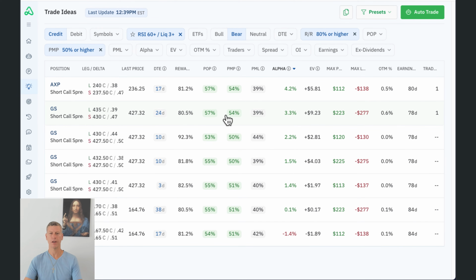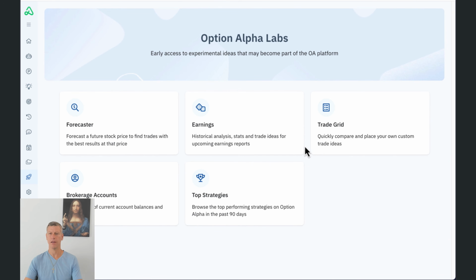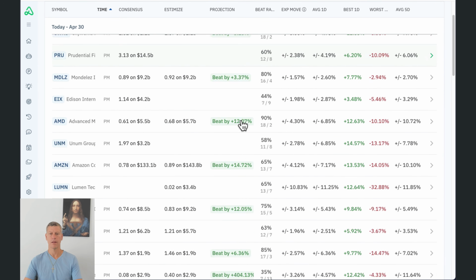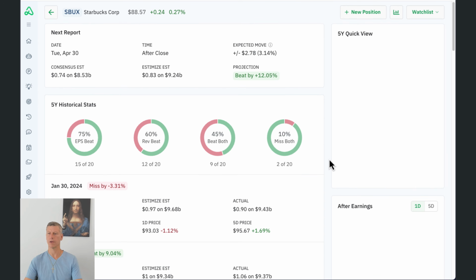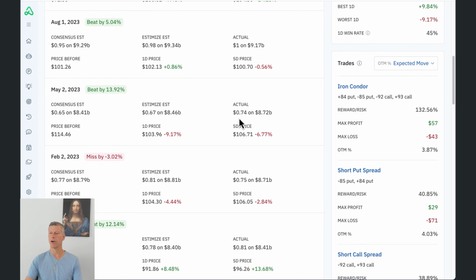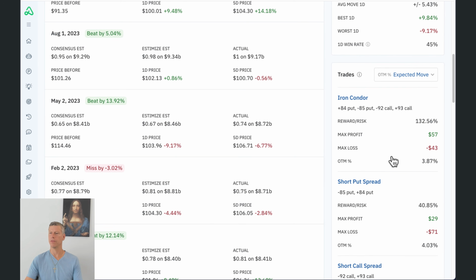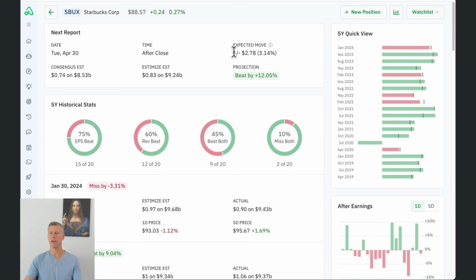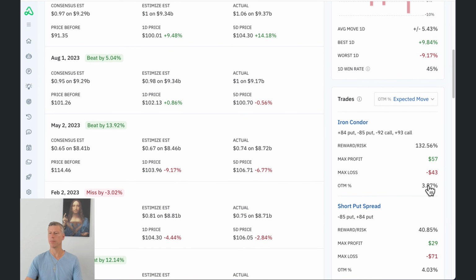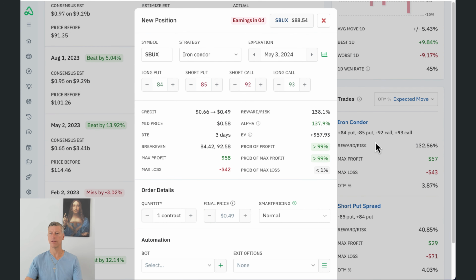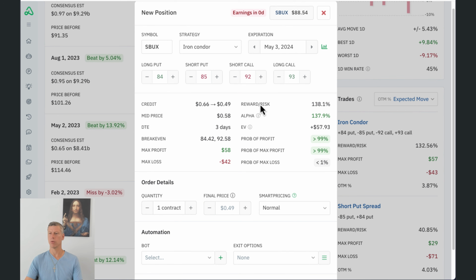Okay, so the next trade we're going to make real quickly is an earnings trade. I'm going to come over here to earnings. Let's see who we can make a trade in. How about Starbucks here? What are they working with? We're looking here at Starbucks, and if we look, this iron condor that is outside the expected move that market makers are pricing in is plus or minus $2.78 or 3.14%. This position is currently 3.87% out of the money, so let's take a look at it. It's returning a reward risk ratio of 138% now, which is great.